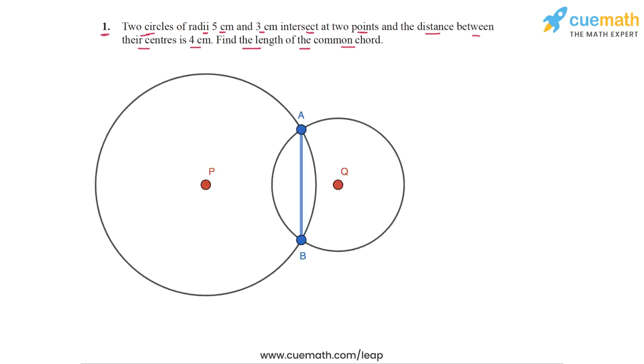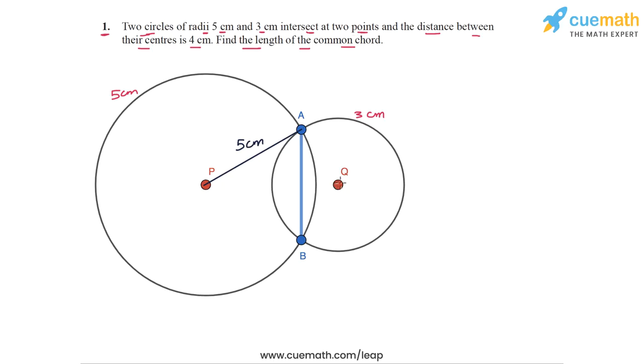Now here's a figure that I have drawn for this information. We have these two circles, radii 5 cm and 3 cm, and they intersect at 2 points A and B. So AB is the common chord. Now if I join the center of the first circle P to one endpoint of the common chord, this should be 5 centimeter because the radius of the first circle is 5 centimeter.